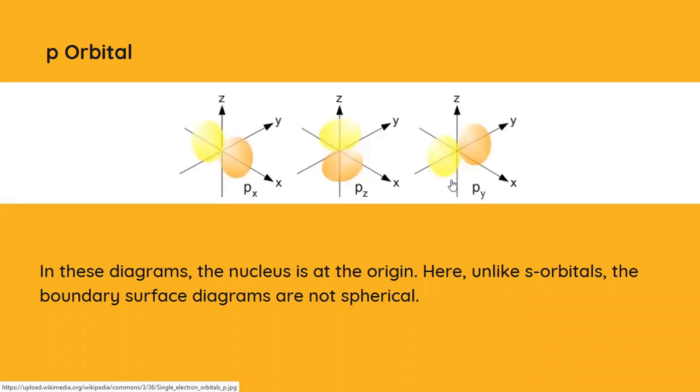Similar to s orbital, with an increase in the principal quantum number, the orbital size is also going to increase. So 4p is bigger than 3p, which is bigger than 2p.